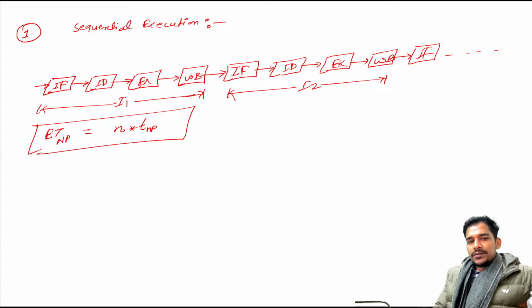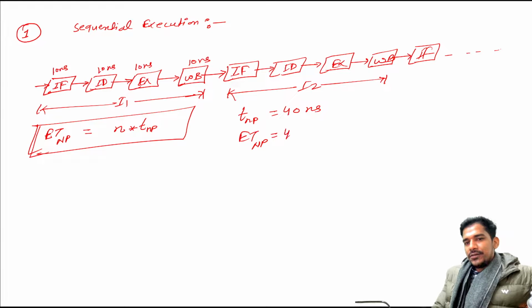So for example, let us say the time taken to execute one task in case of non-pipelining is 40 nanoseconds. Let's say each stage takes 10 nanoseconds. So in this case, if we are executing 4 tasks, the execution time in a non-pipelining system will be 4 instructions times 40 nanoseconds taken by one instruction, that will be 160 nanoseconds, right? 40 nanoseconds by the first instruction, then 40 nanoseconds by the second instruction, like this, and so on.